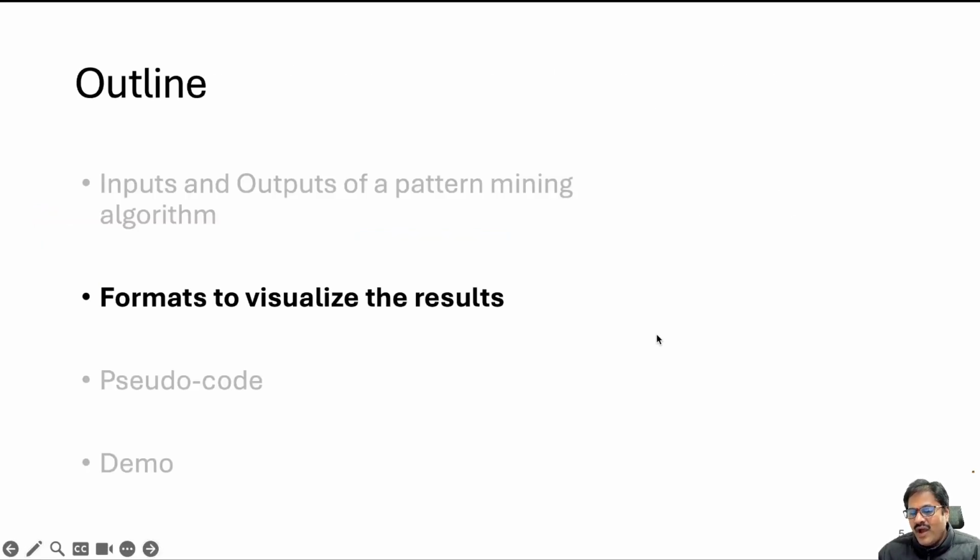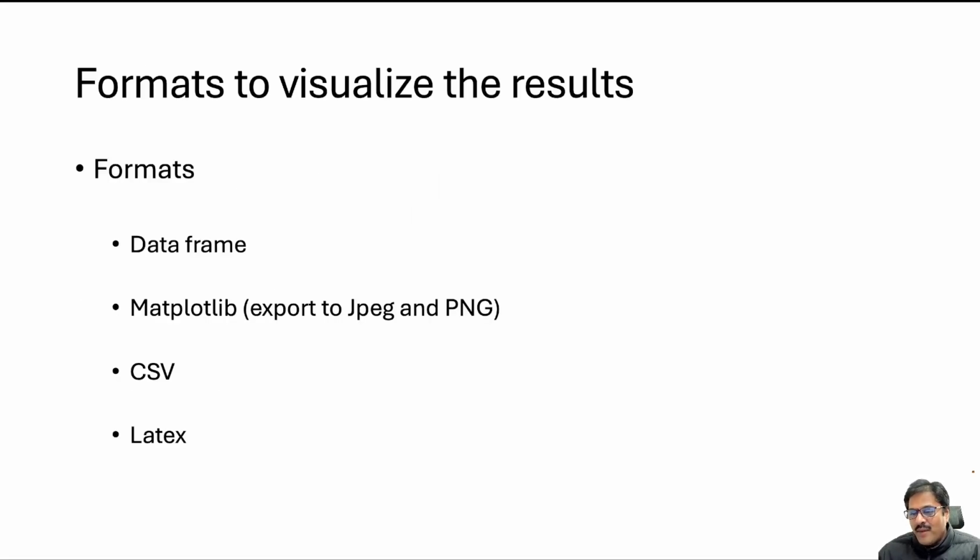Now, coming to the formats to visualize the results, we have various formats in which the user can visualize the results. The basic one is that the generated results can be stored in a data frame. This data frame can be later used for drawing graphs such as using Matplotlib or some other visualization software. In addition, the results stored in the data frame can be saved as a CSV file.